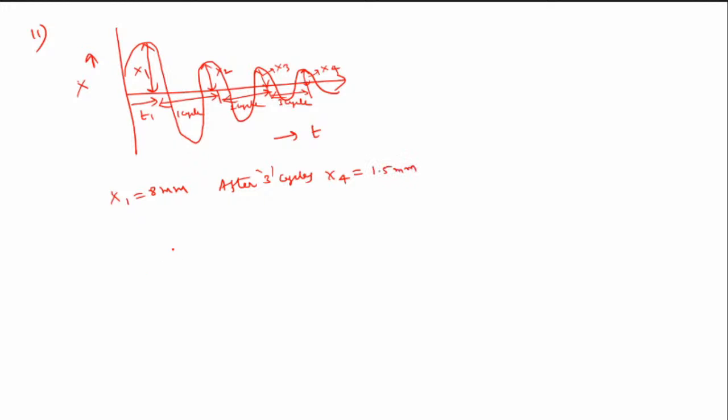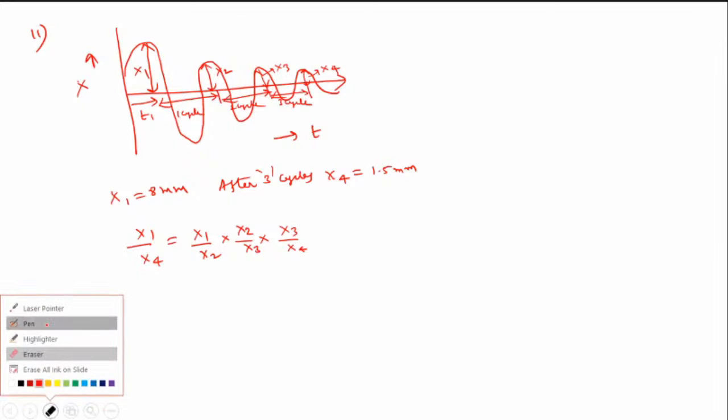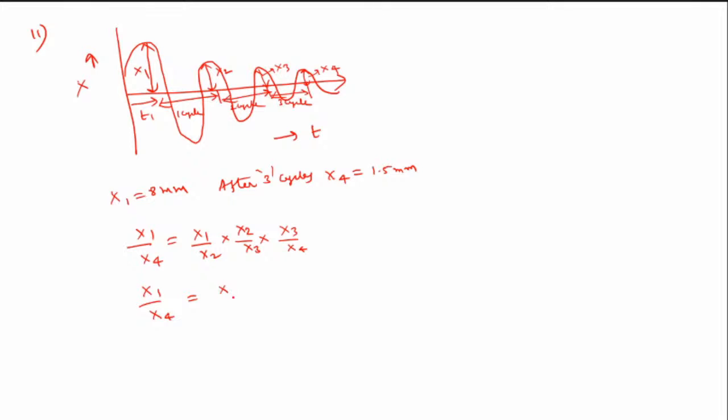x4 is equal to 1.5 mm. We know that x1 by x4 is equal to x1 by x2 into x2 by x3 into x3 by x4. So x1 by x4 is equal to x1 by x2 whole power 3, since the ratio of successive amplitudes is constant: x1 by x2 equals x2 by x3 equals x3 by x4. Then x1 by x2 is equal to x1 by x4 whole power 1 by 3.